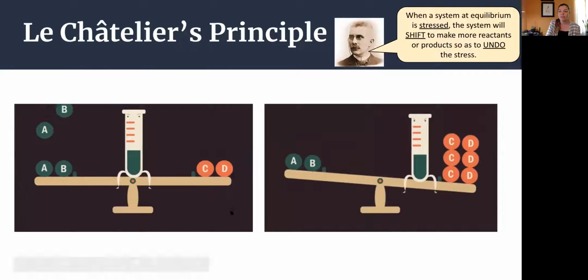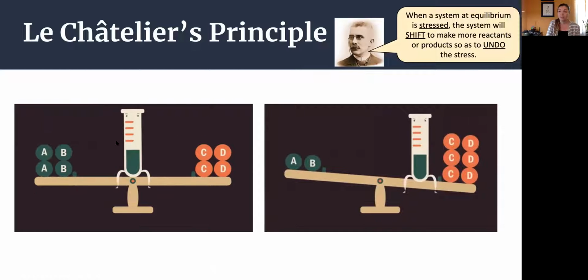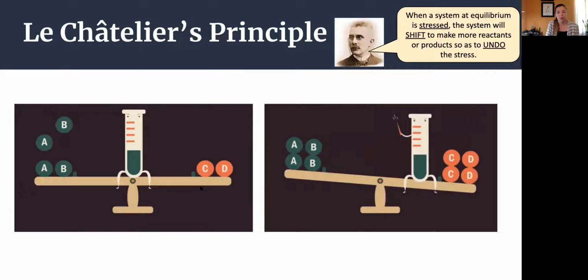So I wanted to illustrate it. In this GIF here, we had a system at equilibrium. We added more reactants. So what happens is we stressed it. It's going to shift to undo that stress. So we added more reactants, and it shifted to make more products to try to undo it.